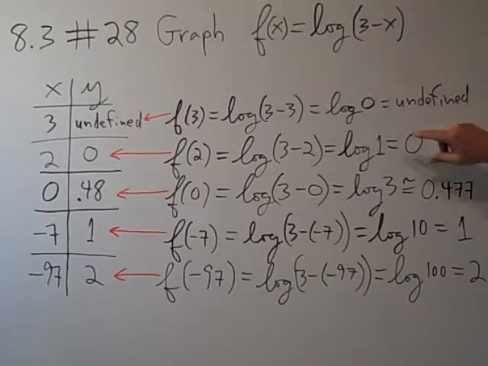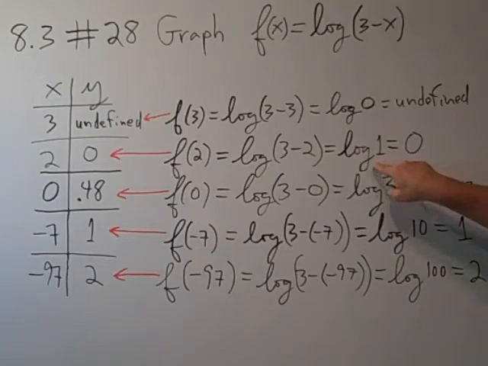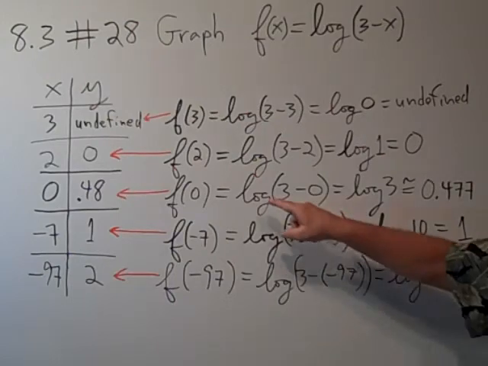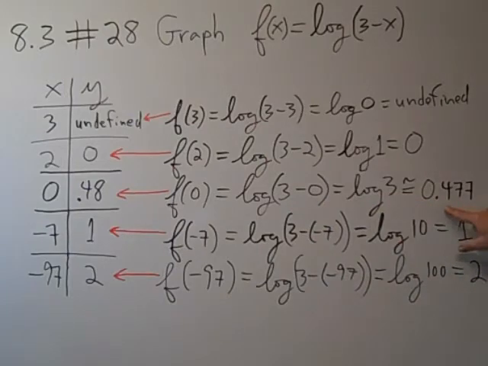So that's actually a vertical asymptote for this log function at that undefined value. Anyway, at x equals 2, it's the log of 3 minus 2, which is the log of 1. The log to any base of 1 is 0. Then at 0, we have f of 0 is the log of 3 minus 0. The log of 3 is about a half.